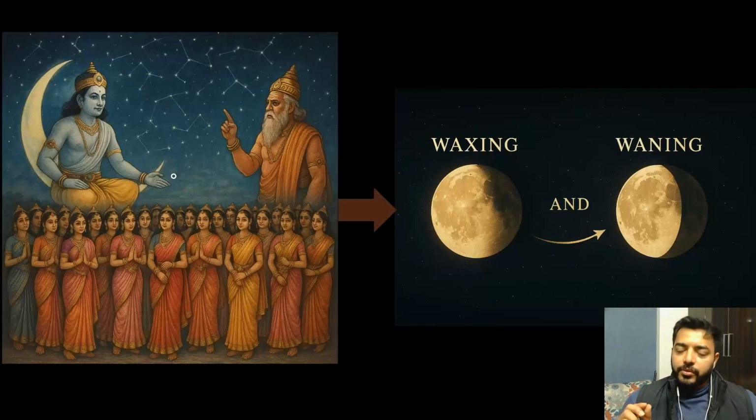Now the next thing is Daksh Prajapati got his 27 daughters married to the moon, or Chandra. So Chandra was married to 27 nakshatras. Chandra was spending one night with each of the nakshatras. So he takes around 27.3 days to cover the entire zodiac.